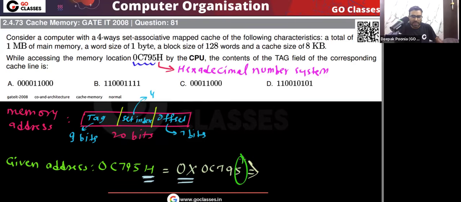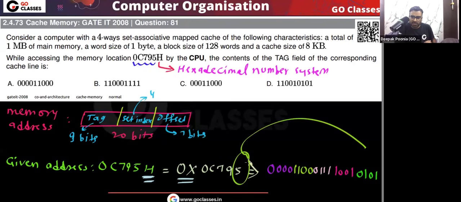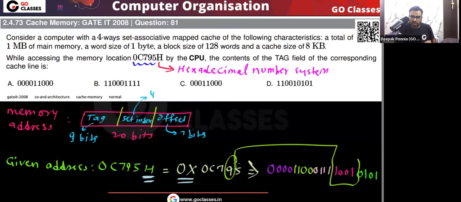For example, this 5 in a 4-bit binary number will be 0101. This 9 will be 1001. This 7 will be 0111. This C, remember A, B, C means 12, and 12 means 1100. And this 0 in 4 bits will become 0000. So please understand, converting a hexadecimal number to binary is very easy. Every hexadecimal digit you replace with a 4-bit binary number.